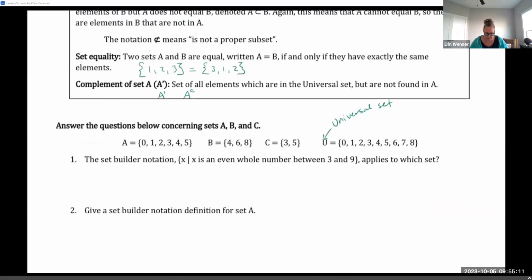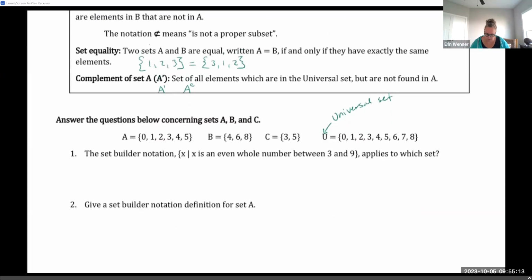So if we go back down to our example here, I've got the universal set, 0, 1, 2, 3, 4, 5, 6, 7, 8. If I think about set A, 0, 1, 2, 3, 4, 5, I can highlight that within the universal set. So this is set A, right? Okay. Then looking at set B, it is 4, 6, and 8. So 4.